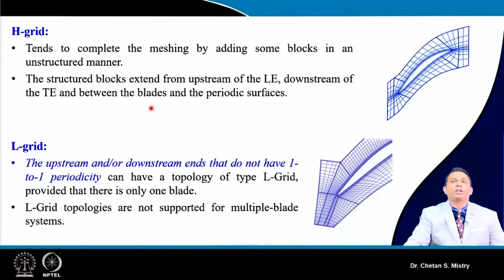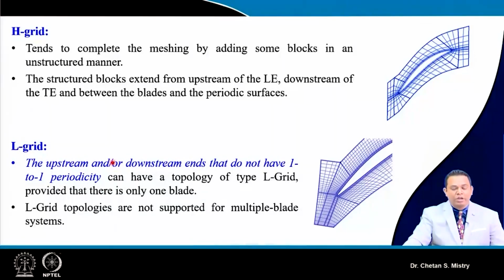Now after doing the refinement near the end wall region or near the blade region, the remaining portion needs to be filled with elements. In order to do that, we will be using an H kind of grid configuration. The structured block is extended from upstream to the leading edge, and downstream of the trailing edge, and in between the blade and the periodic surface. Here if we look at these elements, these elements are H grids.